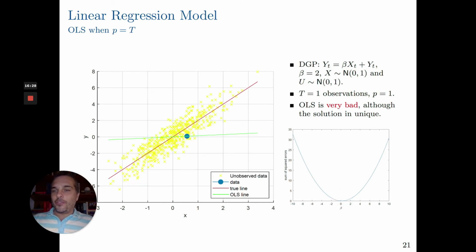If you have all the 500 data points, then you see that you're completely off. But why is that? Because you have just a single observation, so this estimator is not reliable. You don't have enough observations. Okay? OLS is really bad, although the solution is unique.